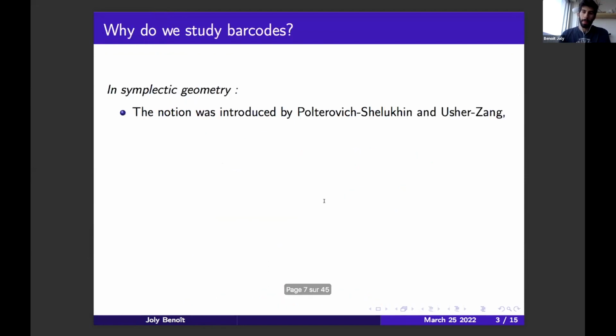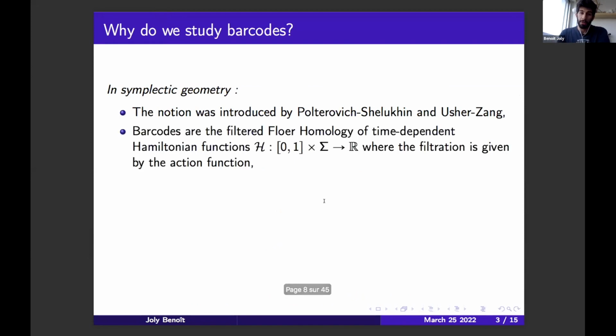With this example, in symplectic geometry, the notion was introduced by Polterovich, Shelukhin and others. The barcodes in Floer homology are defined by the Floer homology. If we consider a Hamiltonian function defined on, for example, here a surface, because I will only work on surfaces for this talk, we just take the filtration of the Floer homology given by the action functional, and then we obtain a filtered homology, which is a persistence module, and then we obtain a barcode.